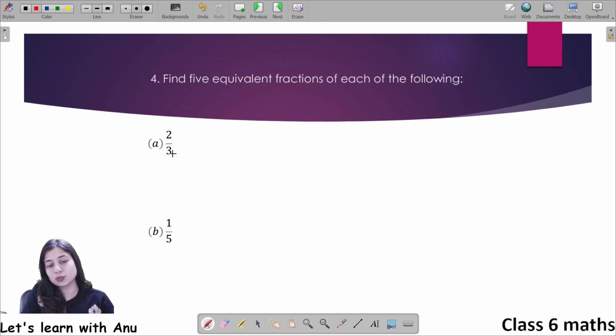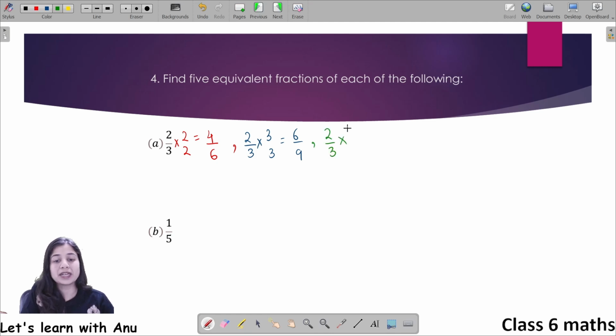So A part is 2 by 3. Let's start. Let's multiply both numerator and denominator with the same number, that is 2. So we are getting 4 by 6. Next equivalent fraction, let's multiply 2 by 3 with 3. So we'll get 6 by 9. Then the third equivalent fraction of 2 by 3, we're multiplying it with 4 and we're getting 2 into 4, 8, 3 into 4, 12.